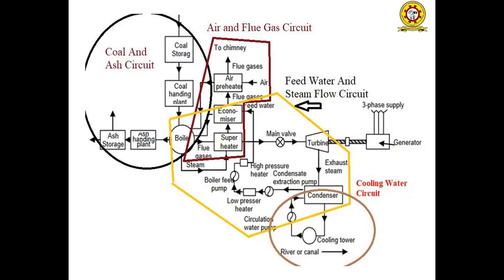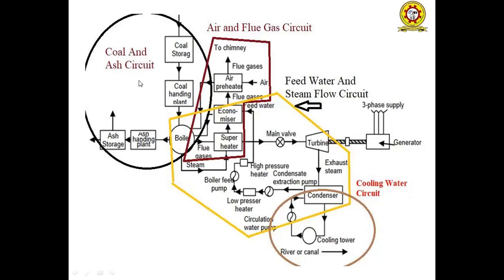In the coal and ash circuit, the coal is supplied to the boiler from the storage point, and it enters into the coal handling, where it gets pulverized. This pulverized coal enters the boiler, and steam is generated in the boiler. Ash resulting from the combustion of coal is removed by the ash handling plant and ash storage, and it gets disposed of. So this is the process in the coal and ash circuit.